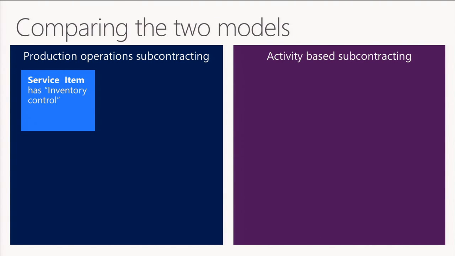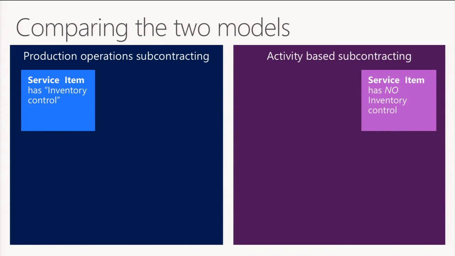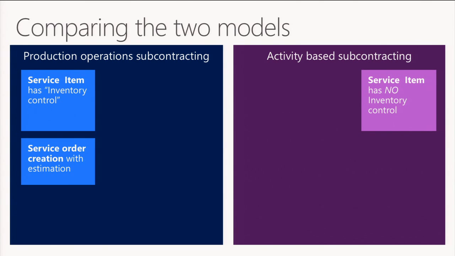Production operations and subcontracting and activity-based subcontracting are the two sides of the same scenario. In one case, we have a service item that has inventory control, and you have to put it in the BOM. In the other case, you have a non-inventory control service item. It is not in the BOM. It is only related to the activity that you perform.